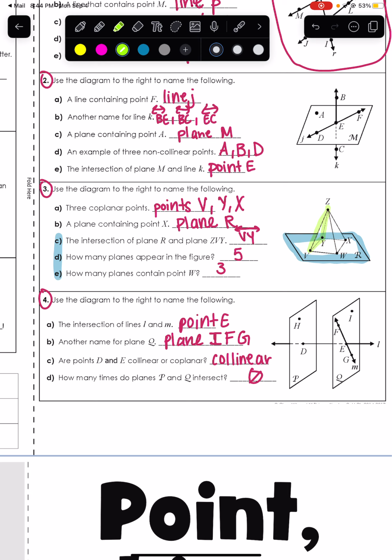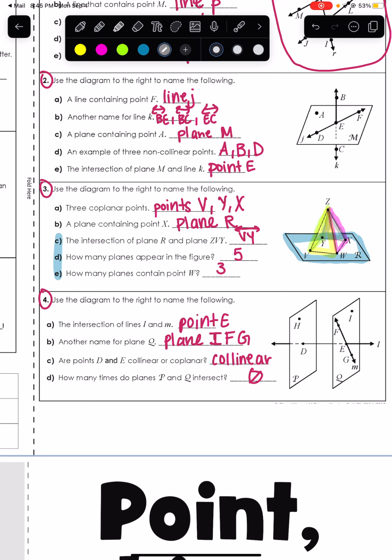How many planes appear in the figure? So I said 5. We have 2 drawn right here. I'm going to try to put them all in different colors. Then we have 3. Then we have 4. And then this one is hard to see, but we also have 5. So we have all 4 of the sides of this pyramid shape. And then we have the piece of paper at the bottom, so that's 5.